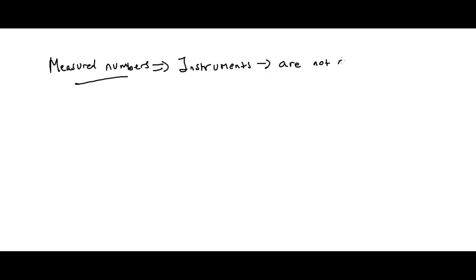So we're going to continue with the next slide about measured numbers. Measured numbers, like I said, is something where you use instruments. You need to have instruments. One of the things that we need to know about measured numbers is that they are not always accurate. They are not always accurate. Accurate, or accuracy.